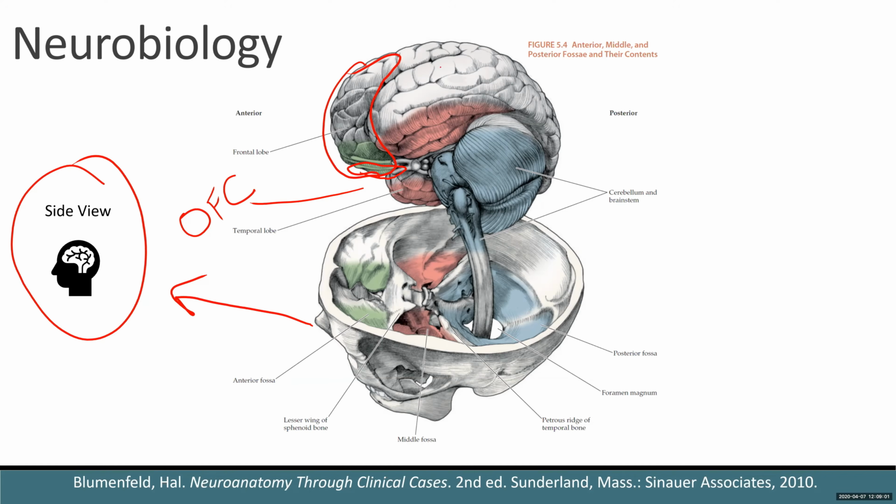You can see this is the temporal lobe right here. This is the cerebellum, and then the brainstem becomes the spinal cord as it goes through the foramen magnum at the base of the skull.